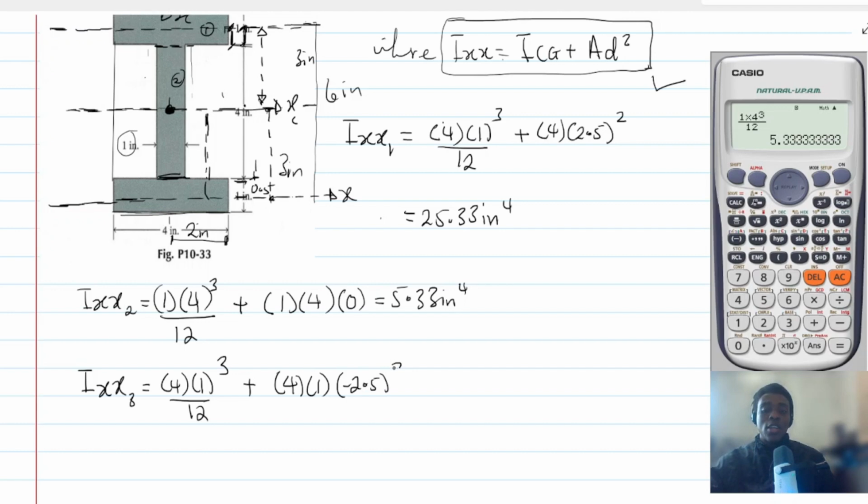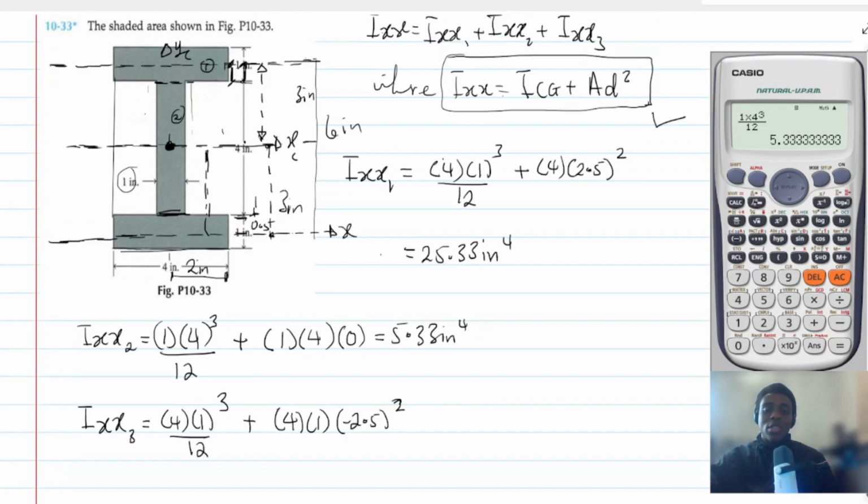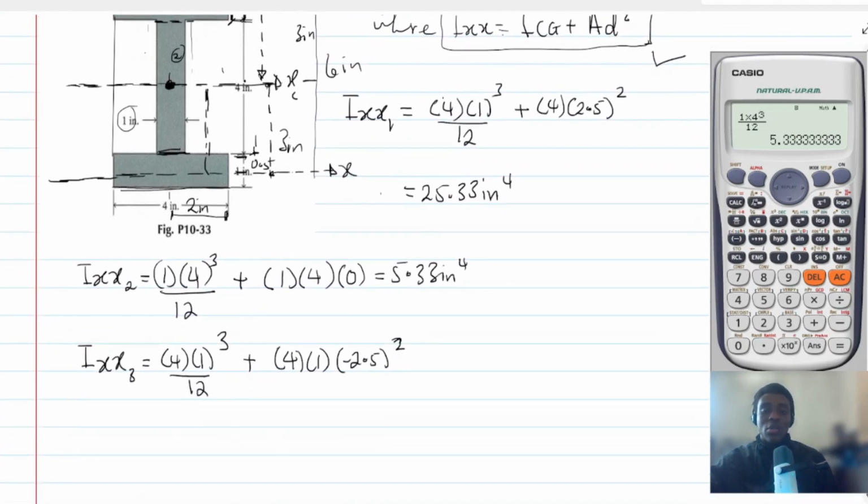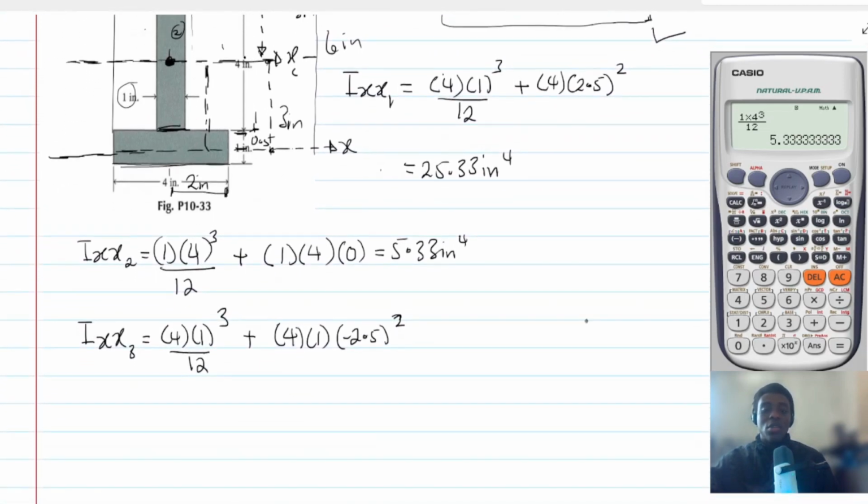So the issue is that if you make it positive, it doesn't change the answer, but if you make it negative, it means you understand what you are doing. All right, however, whether it's positive or negative, it doesn't change the answer. All right, now since this is similar to the first one, we don't need to calculate because it will give us the same results. All right, so then if we want Ixx, then we are just going to add everything.